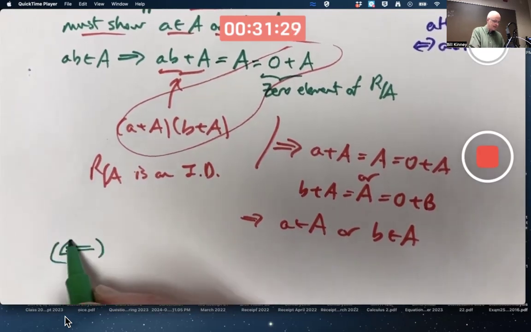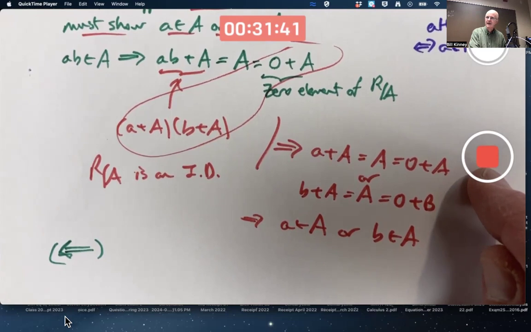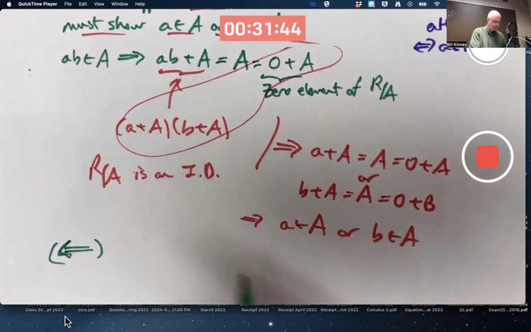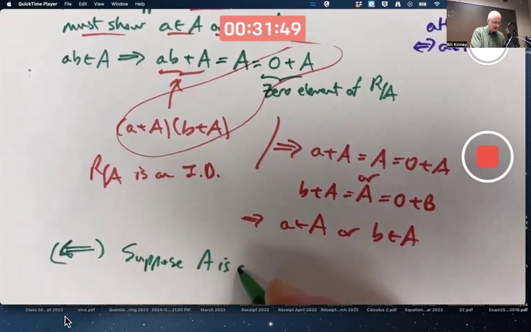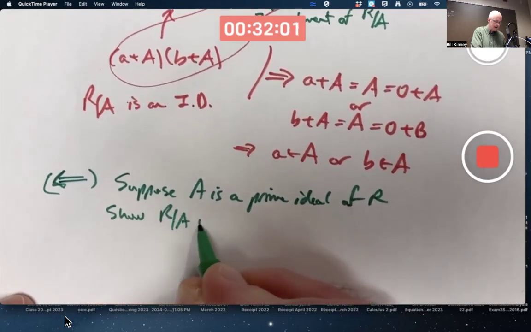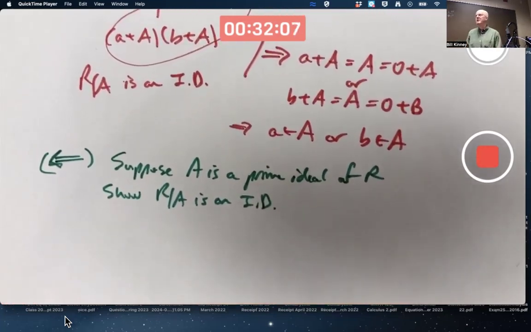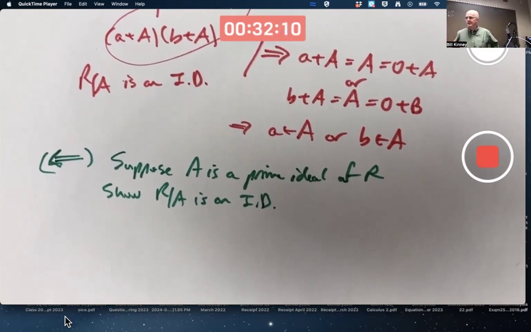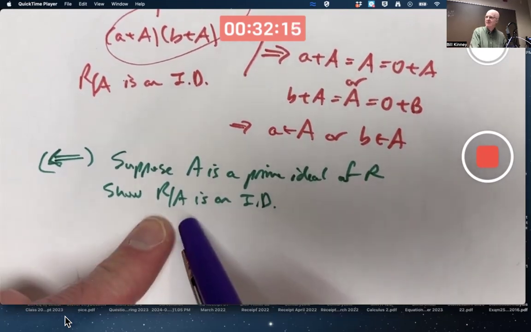The other direction is to show that if A is a prime ideal, then the factor ring is an integral domain. We just showed if the factor ring is an integral domain, then A is a prime ideal. Now we need to do it the other way around. Suppose A is a prime ideal of R. Show the factor ring is an integral domain. It's certainly a commutative ring with unity, because R is a commutative ring with unity. The factor ring is going to inherit that pretty trivially.